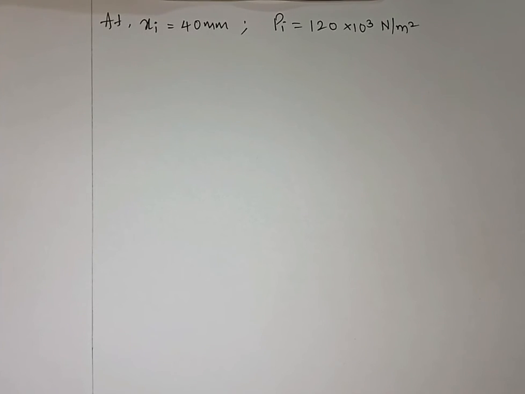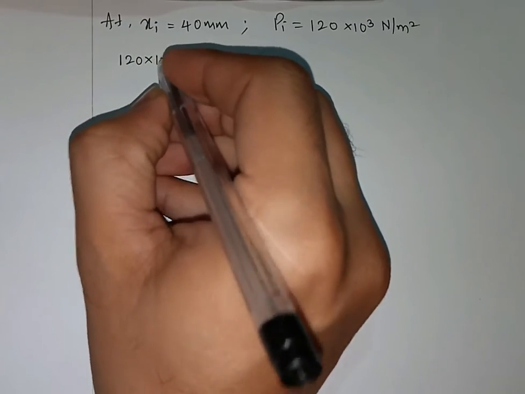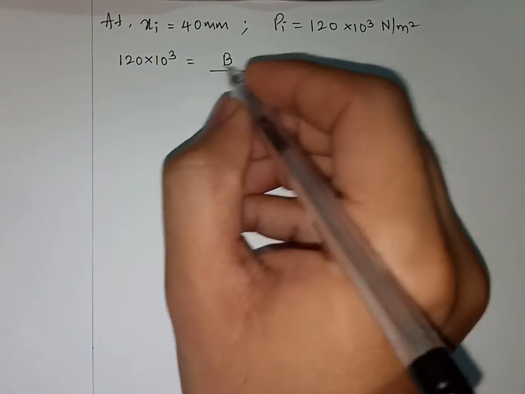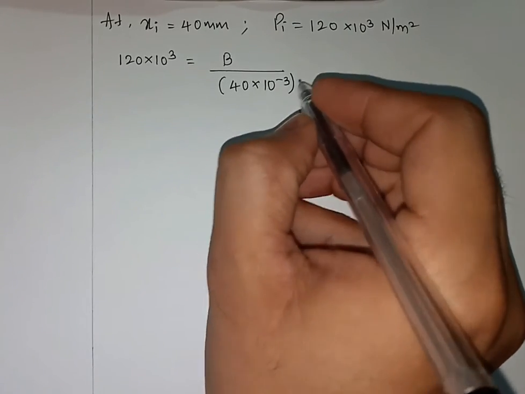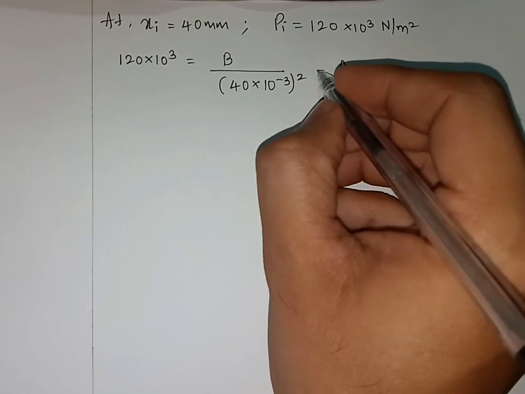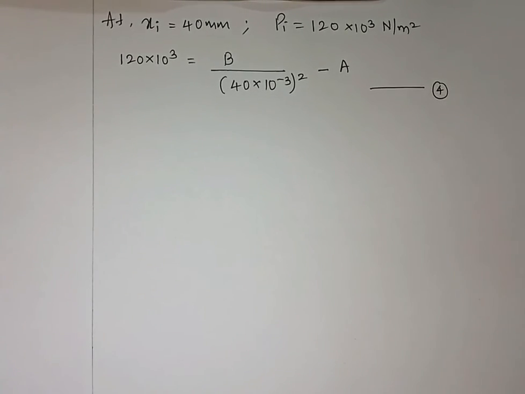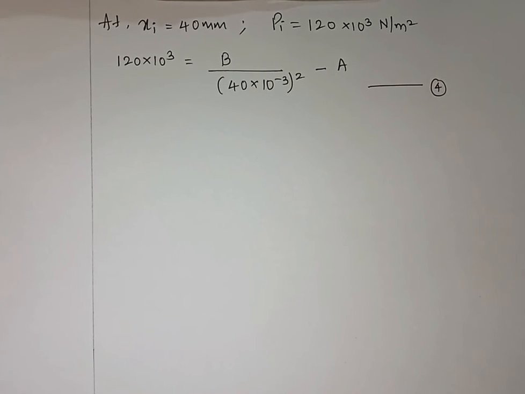So once again you put these values in equation 1. If you put the values in equation 1, I'll be getting 120 into 10 raised to 3 is equal to B divided by 40 into 10 raised to minus 3 square minus A. Right, so you take this as equation number 4. So now we need to solve these two equations, that is equation 3 and equation 4.